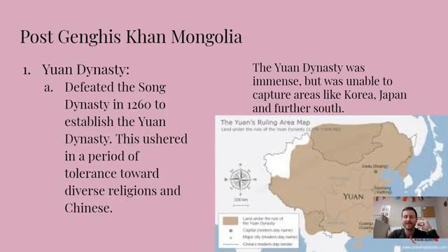Next, we have the Yuan Dynasty. They defeat the Song Dynasty in 1260 and establish the Yuan Dynasty, and this ushers in a period of tolerance toward diverse religions, as well as the Chinese in general.